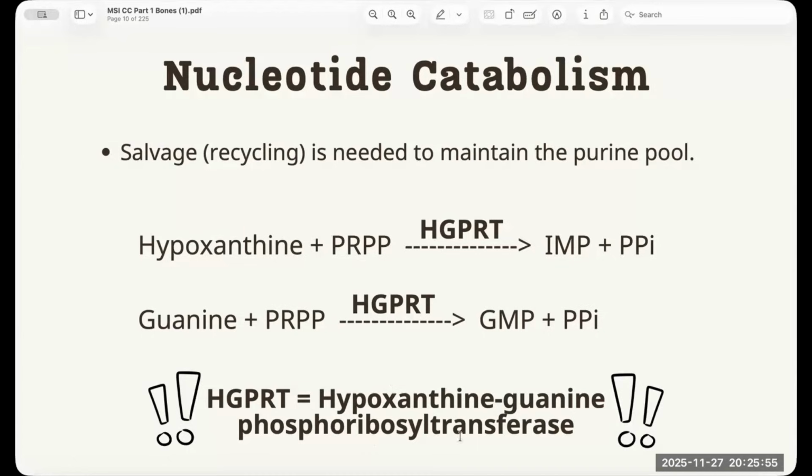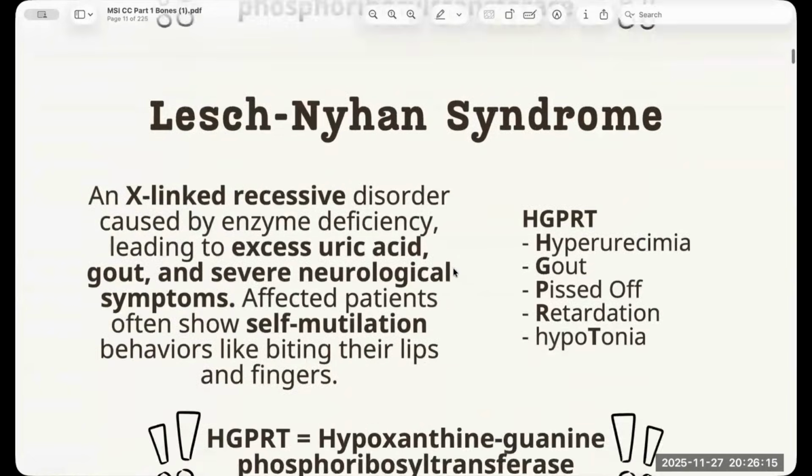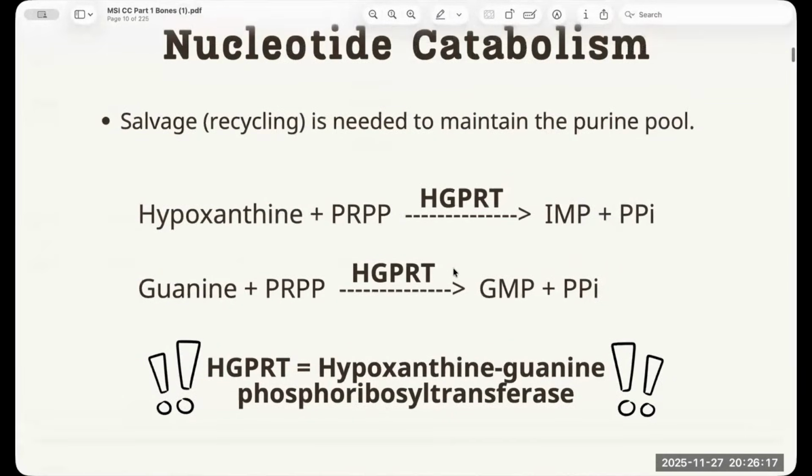Hypoxanthine-guanine phosphoribosyltransferase. This is a very, very important enzyme that we will discuss in a bit, but for now, just know those two equations here: hypoxanthine and guanine give us IMP and GMP by HGPRT. All right. Why is this enzyme super important?